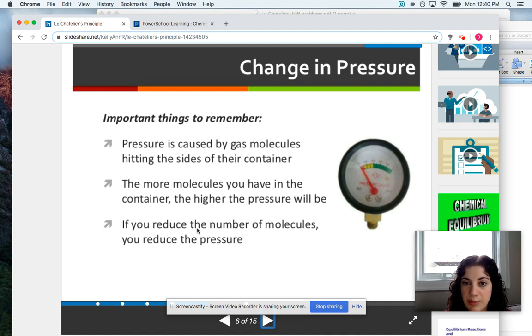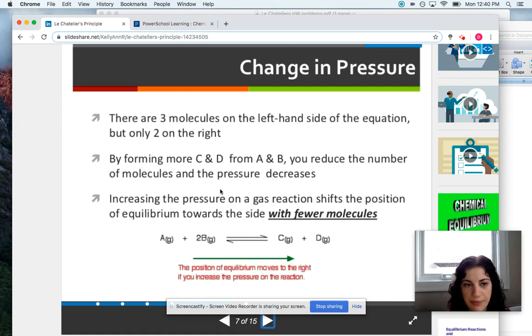If we increase the pressure, we're going to want to reduce the number of molecules. Okay, so let's see. So this is where we look at the moles, right? Because that helps us with the number of molecules, right? So there are 3 molecules on the left-hand side of the equation, but only 2 on the right. See? So 1, 2, 3, and just 1, 2. If you look at the coefficients, right? So by forming more C and D, now we're increasing the pressure, right? By forming more C and D by going to the right, you reduce the number of molecules. You go from 3 to 2, and the pressure decreases.